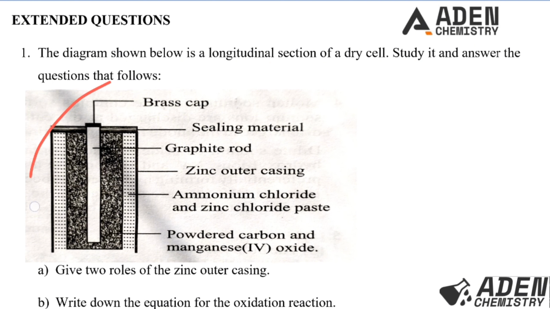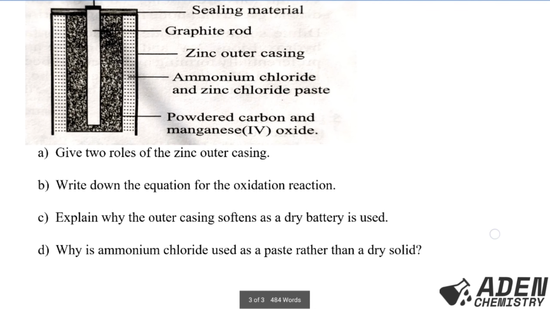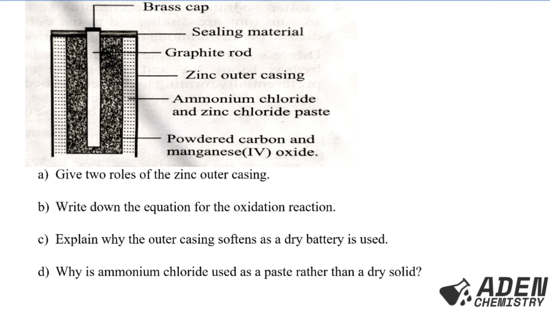So this is a dry cell or Leclanché cell. We have said all these parts, so we are going to go straight to the questions. Number one, give two roles of the zinc outer casing. That zinc can or zinc container has two roles, so you are supposed to use the notes to find out the two roles of the zinc container or zinc outer casing. Then part B, write down the equation for the oxidation reaction.